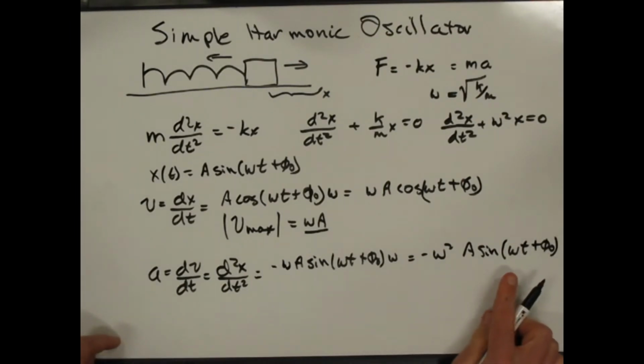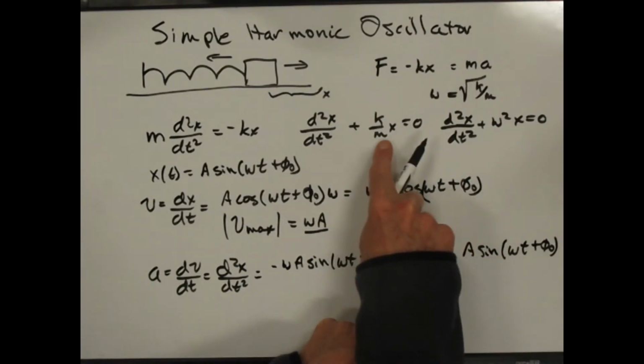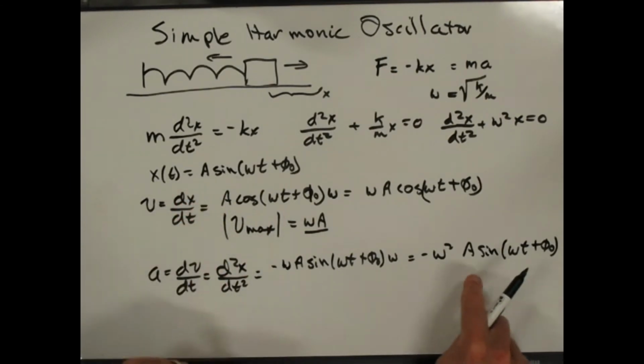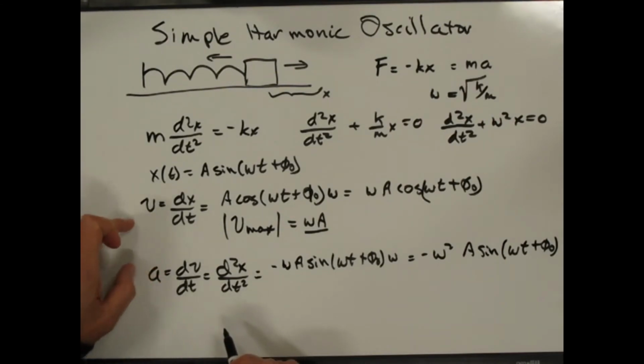And this is what we expected, because when we evaluate the acceleration and add it to omega squared times the position, which is omega squared times that, we have to get 0. And so that's perfectly consistent with what we expect. And so now we can calculate the position, the velocity, and the acceleration of the mass.